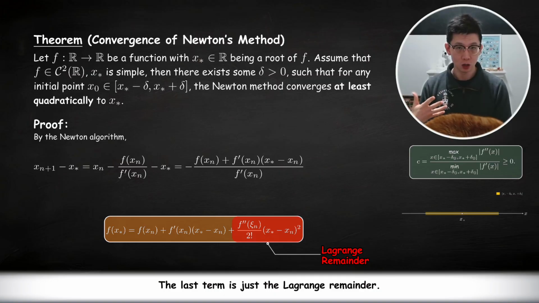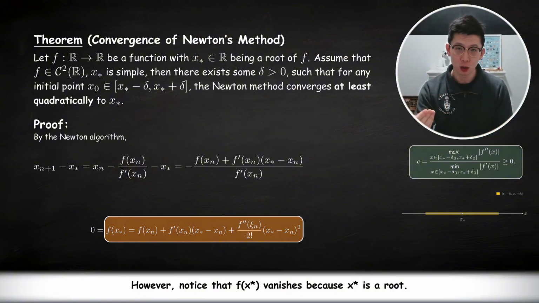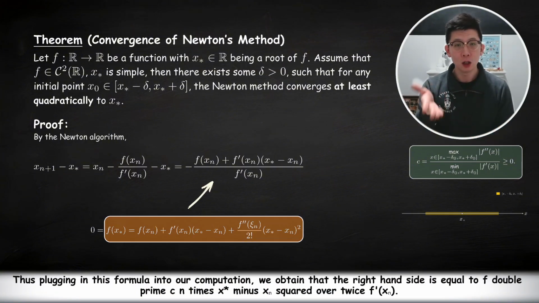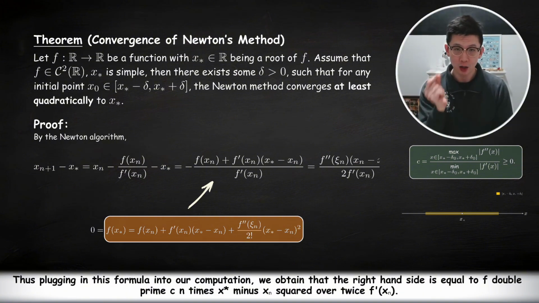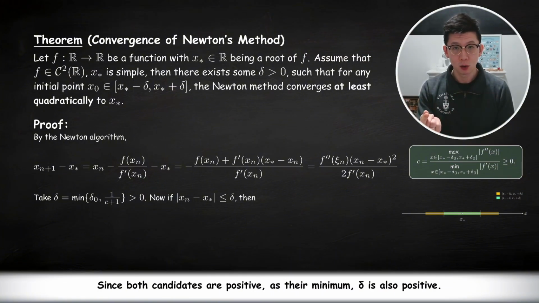The last term is just the Lagrange remainder. However, notice that f(x star) vanishes because x star is a root. Thus, plugging this formula into our computation, we obtain that the left-hand side is equal to f double prime of c_n times x star minus x_n squared over twice f prime of x_n. Now let us pick delta to be the minimum of delta naught and 1 over c plus 1, where delta naught and c are chosen in the previous step. Since both candidates are positive, their minimum, delta, is also positive.